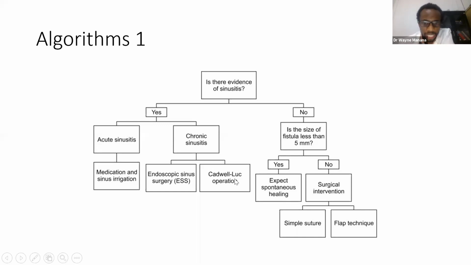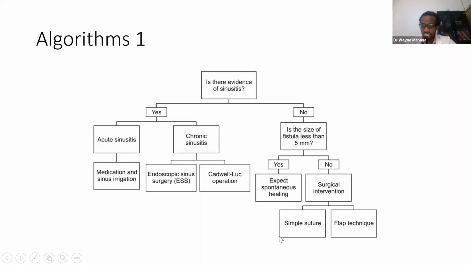So you can debride it either by a Caldwell-Luc procedure. You open the sinus, and then sometimes you strip off all the mucosa in the sinus, and then you allow it to regenerate, or you can do it endoscopically, what is called functional endoscopic sinus surgery. And if there is no infection, and if the size of the fistula is less than 5 millimeter, you then expect spontaneous healing. If it is more than 5 millimeter, then you have to intervene surgically, either by using flaps.